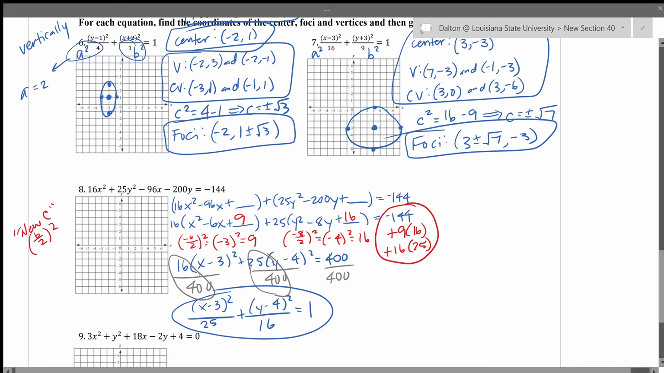So let's go find that now. The center point is our h and our k. So we switch our signs where the x's and the y's are. So it's going to be positive 3, positive 4. So the right 3, up 4.